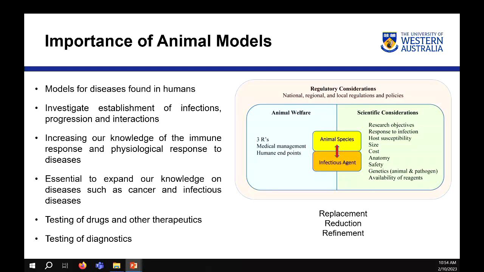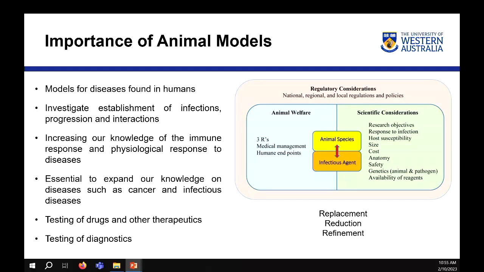And then refinement. So refinement's basically how you can improve the life of the animals. So if there is one particular technique that's a bit rough on the animals, then what can you find as an alternative way of doing it? And then there's scientific considerations. There is research objectives, so response to infection, host susceptibility, size, cost, anatomy, safety, genetics, and the availability of reagents.